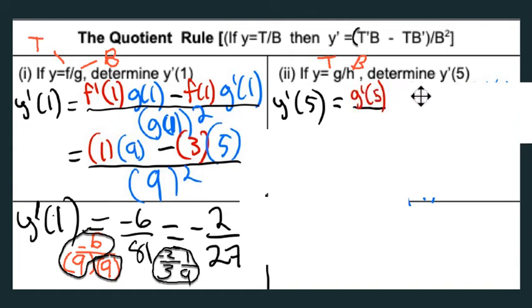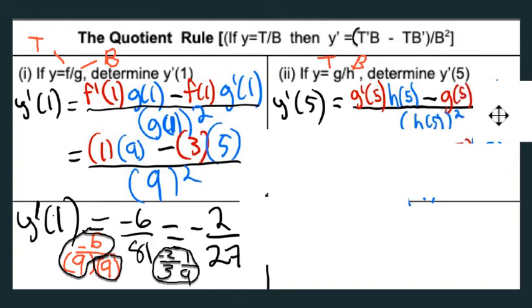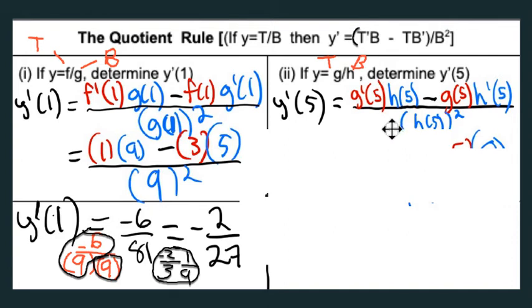Top prime to begin with. Top is g, so g prime at 5. Then it multiplies by the bottom. The bottom is h, so that should be h of 5. Then I've got my minus sign, then it's top, bottom prime. So the top is g at 5, and then the bottom is primed, so h prime at 5, all divided by h of 5 squared.